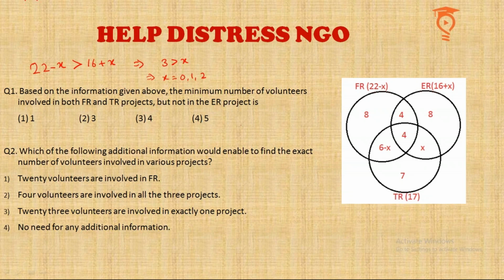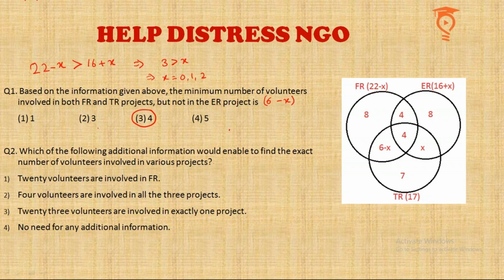So FR and TR but not ER is defined by 6 minus x. To minimize this number, I'll put the maximum possible value of x, which is 2. Hence, the answer to this question becomes 4, which is the third option. If we keep x as 2, our work is done. First question has been answered.